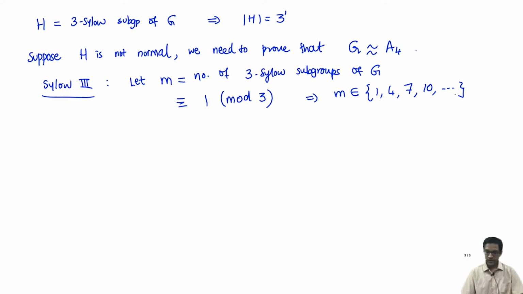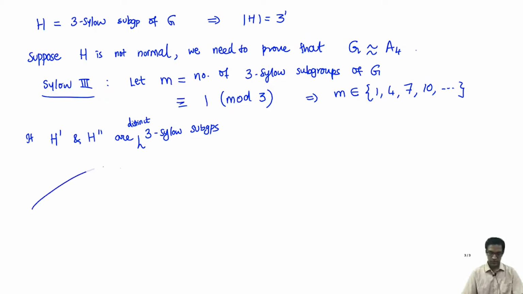Okay, now let's try and understand this 3 Sylow subgroup a little better. Suppose H prime and H double prime are two distinct 3 Sylow subgroups, then what does that mean? Let's try and draw a picture. So I have H prime. What does it have? It's got an element E. Let's call the other two elements A and A square. It's a group of order 3, so it's got to be cyclic.